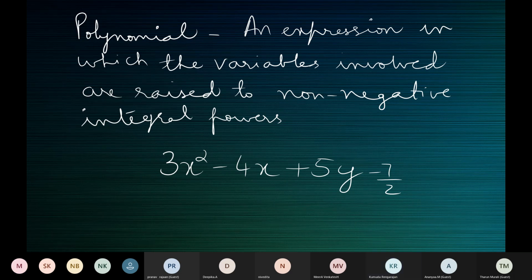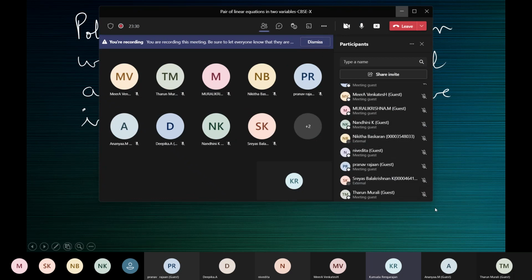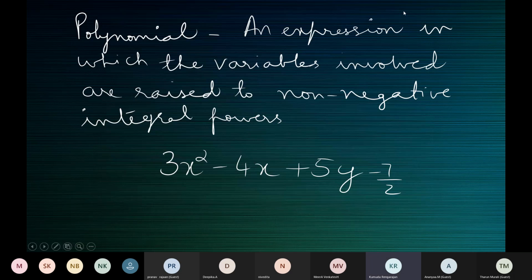Okay, ma'am. I've shared my screen. I hope it's visible for all of you. Yes, ma'am. Right now you cannot see it. Now you can see it. I hope my screen is visible to all of you in the classroom. Yes, ma'am. Okay, so just for your kind information, I've shared my screen. All right.